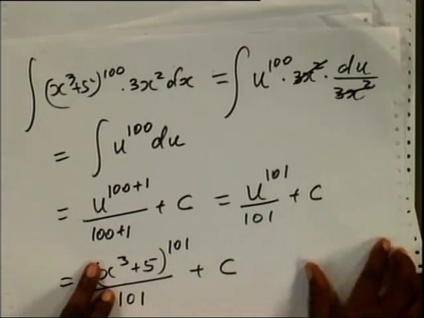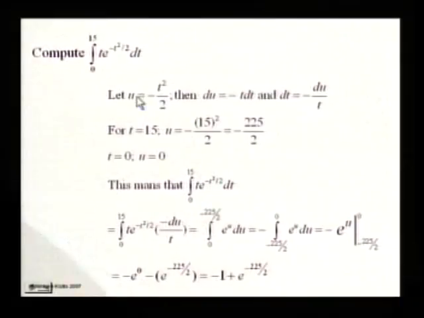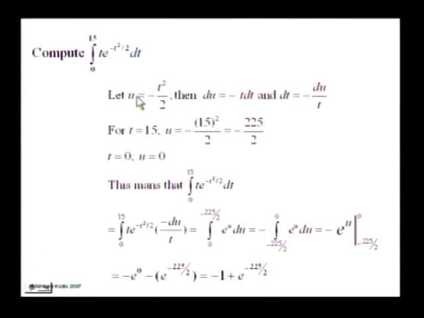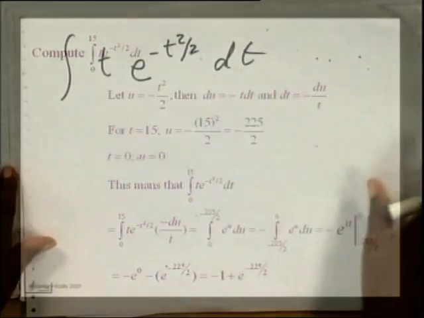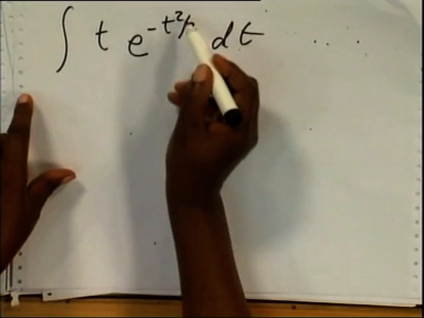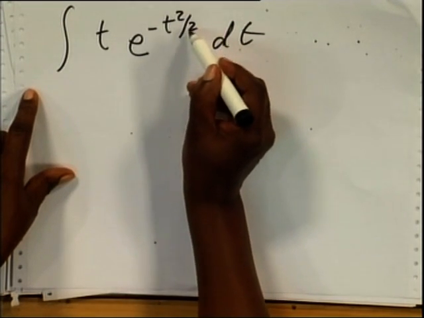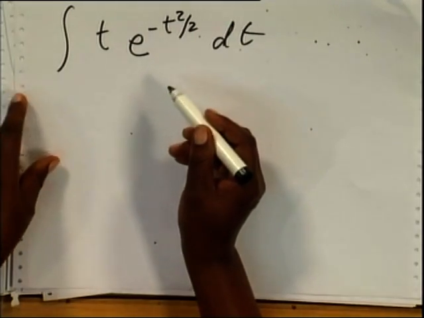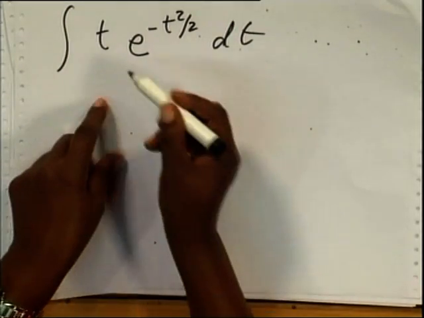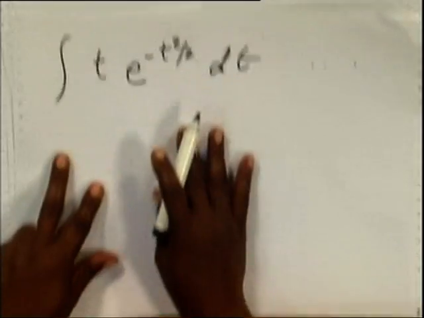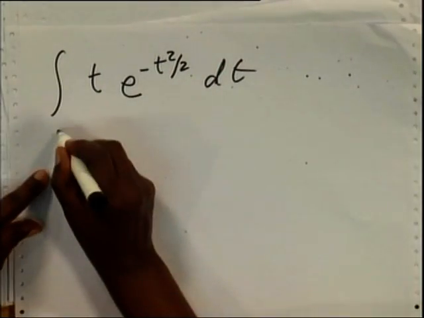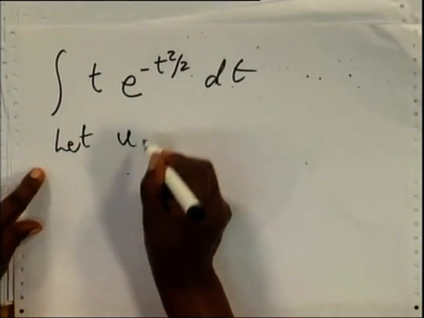Another example, the same way. You have the integral of t e to the power minus t squared over 2 dt. The same thing. I have an expression t times e to the power minus t squared over 2. Now also ask yourself, it's not going to help me if I say u is equal to t. Now you ask yourself, what's going to be my u? Now my solution here is going to be, let u equal to what?